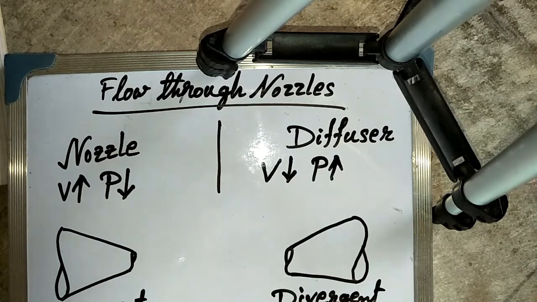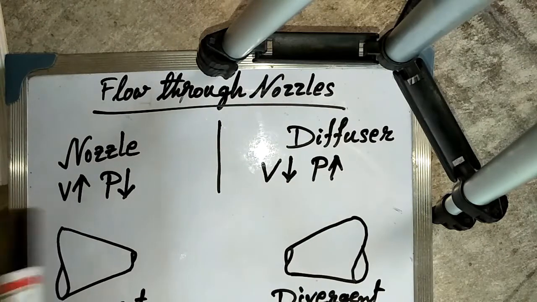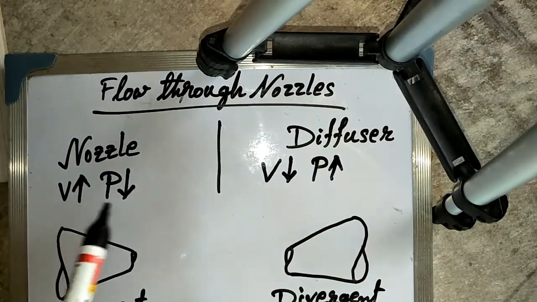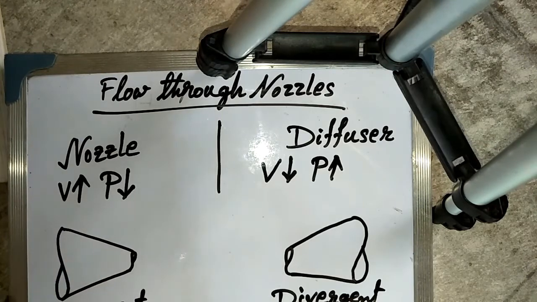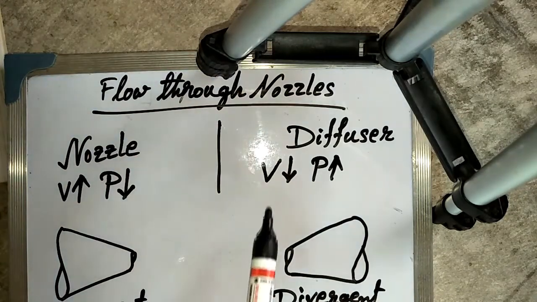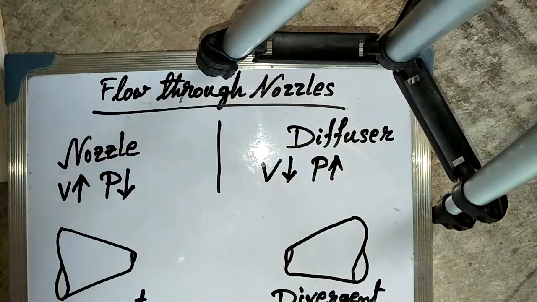A nozzle is a duct through which flowing, the velocity of fluid increases at the expense of pressure drop. That means in the nozzle, the velocity of the fluid is increased and the pressure of that fluid is decreased. In case of a diffuser, it is a duct which decreases the velocity of fluid and causes a corresponding increase in pressure. So in a diffuser the velocity decreases and the pressure increases.